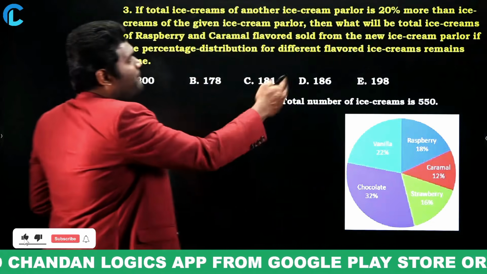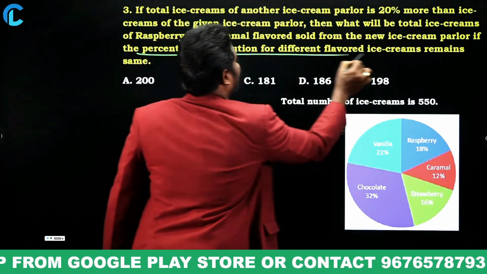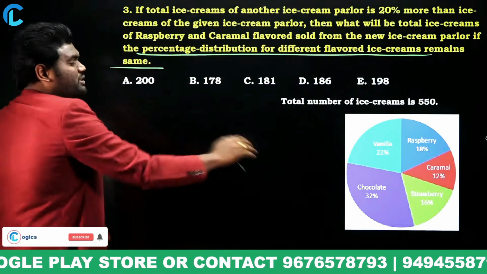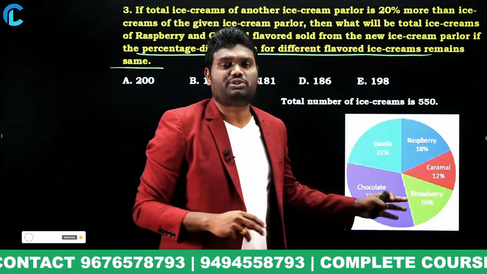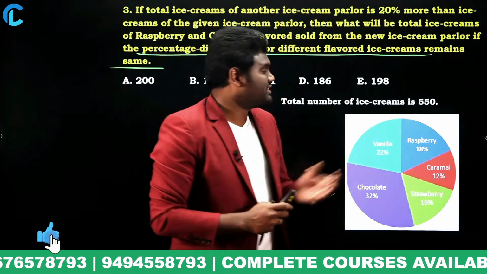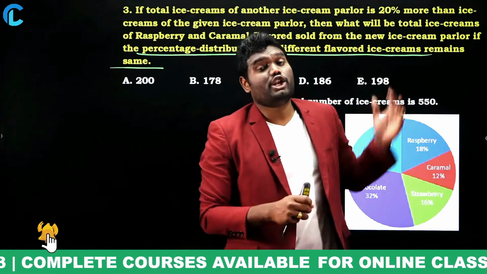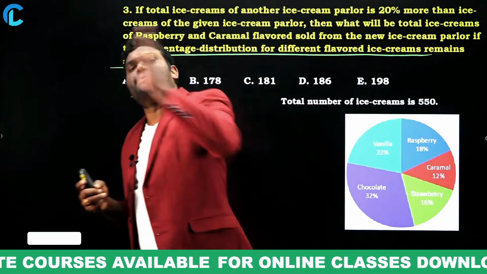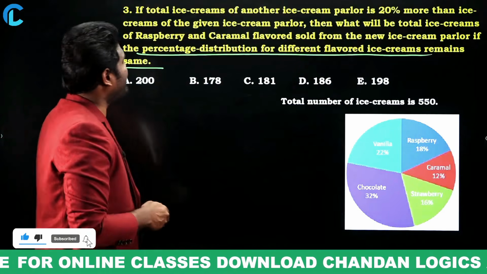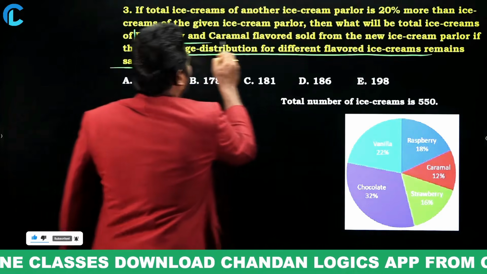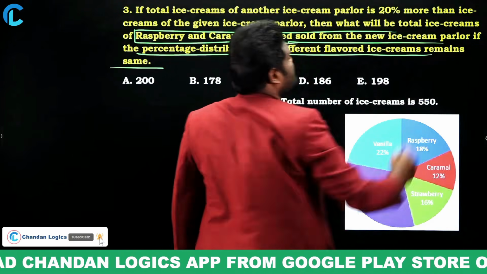So with the new ice cream parlor also, the percentage distribution for different flavored ice cream remains the same. There is no change in the percentage distribution, only the change is with respect to the total number of ice creams. Here we have 550, but in the new ice cream parlor, we have 20% more. Now what is the question asking? The question is asking us to find raspberry and caramel flavored sold by the new ice cream parlor.